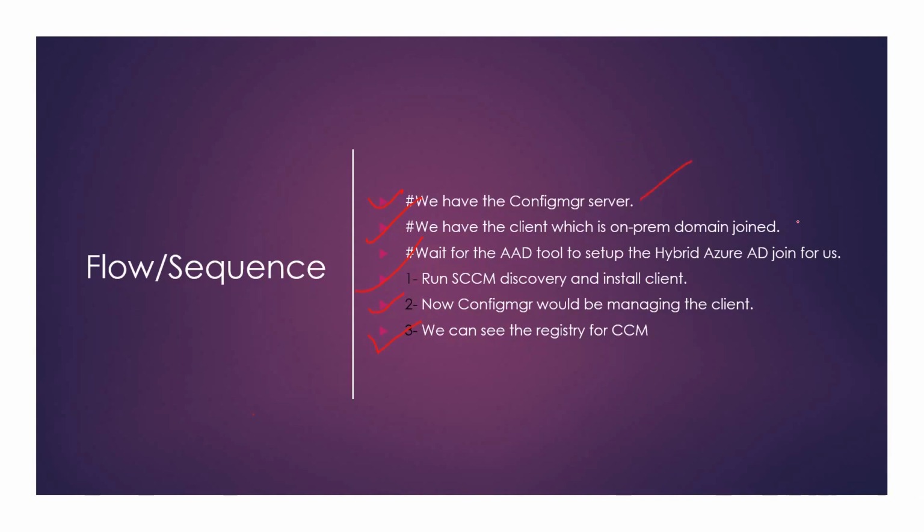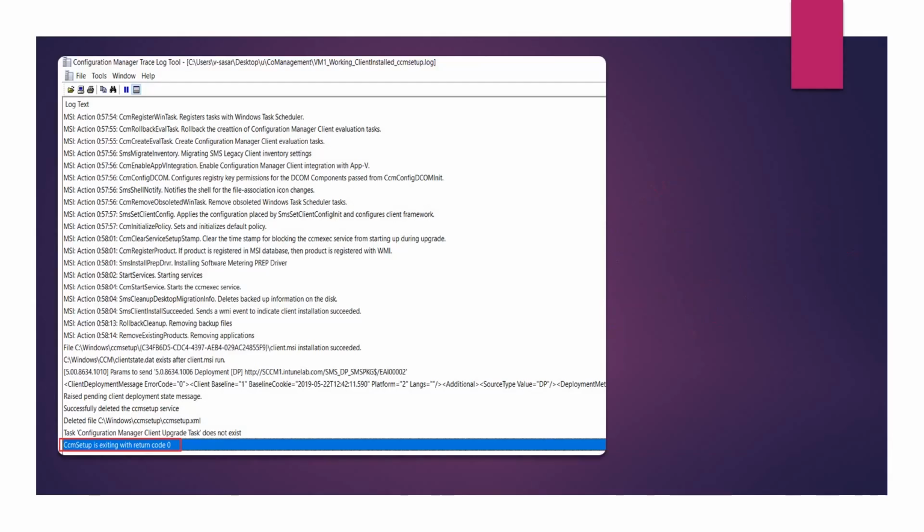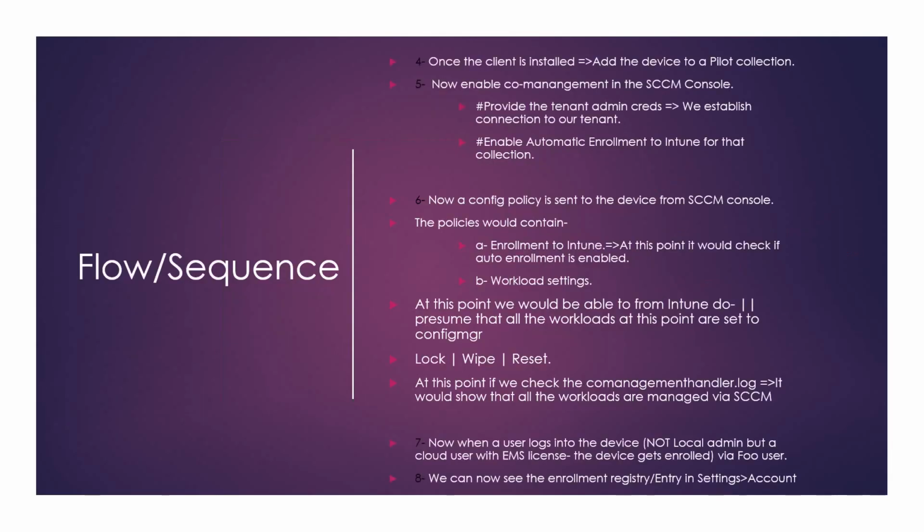set up the configuration manager server and joined the device to the on-prem domain. We have hybrid Azure AD joined the device. We have run the SCCM discovery and installed the SCCM client. And the device is now showing up in the SCCM console, and the device can be managed from the SCCM console. So that is where we are at as of this moment.